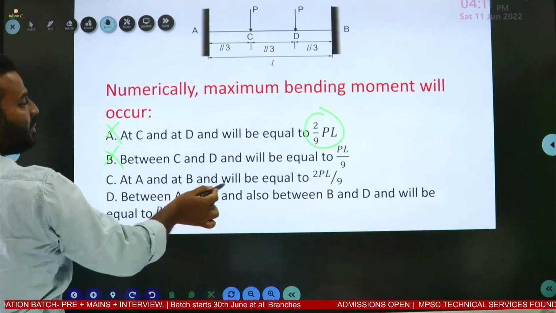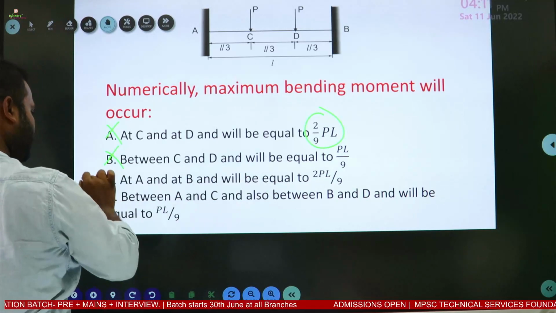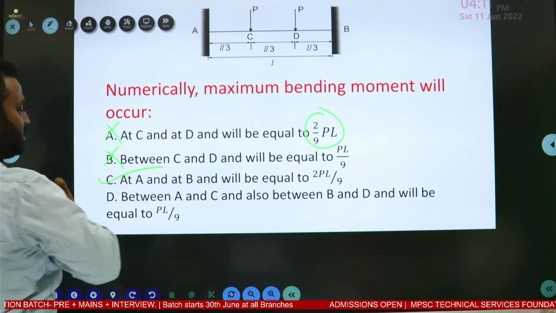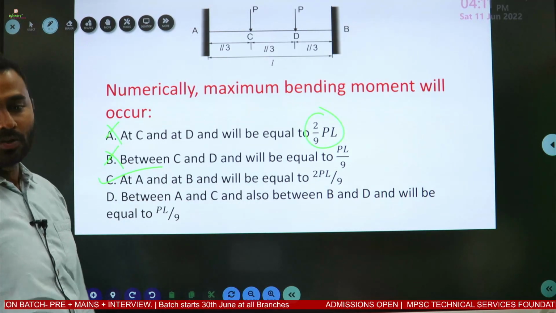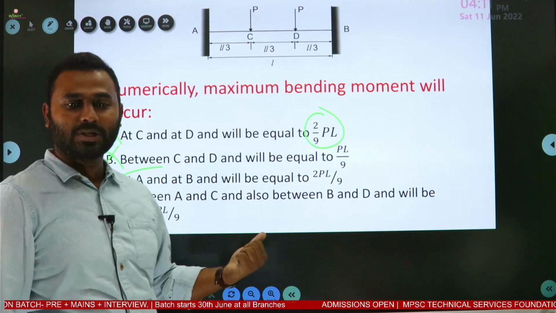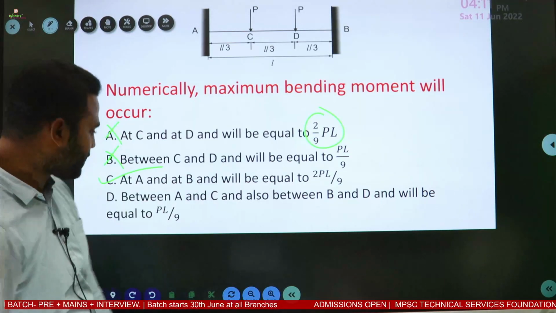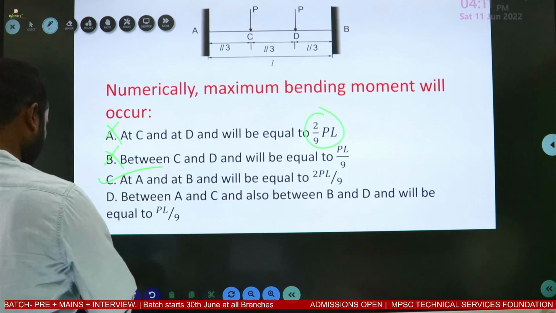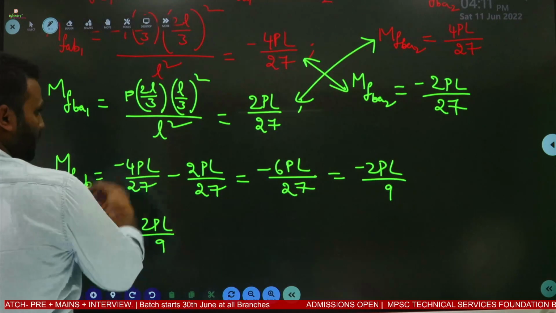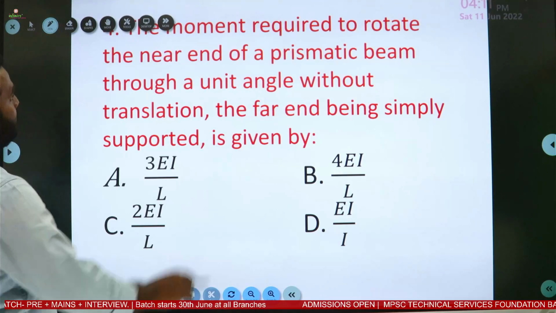So at A and B will be equal to 2PL by 9. Yes, correct. This is correct. So option is C. Even this question was also done in our class, in our class notes. Okay, this is the solution. Next.